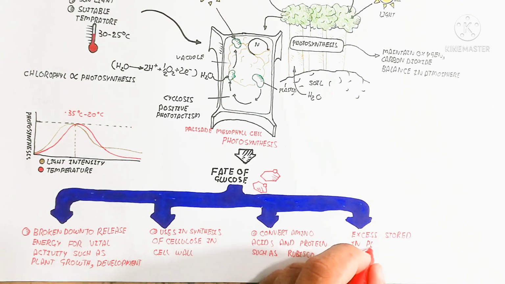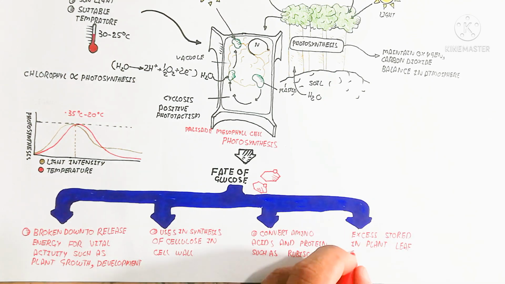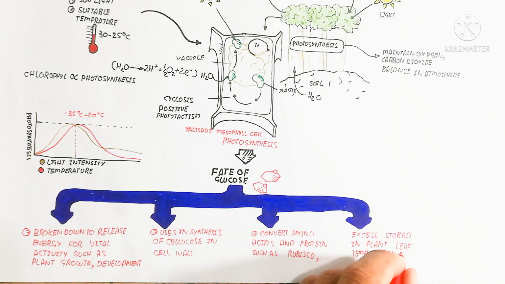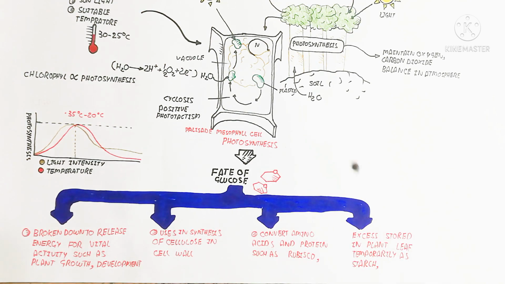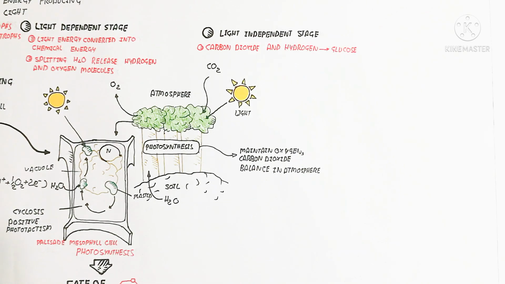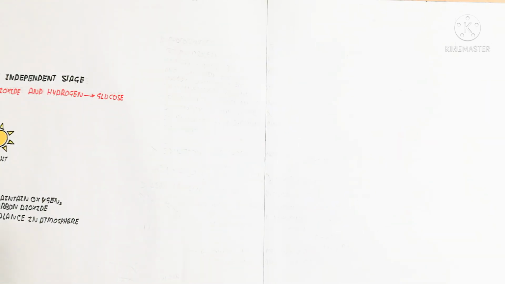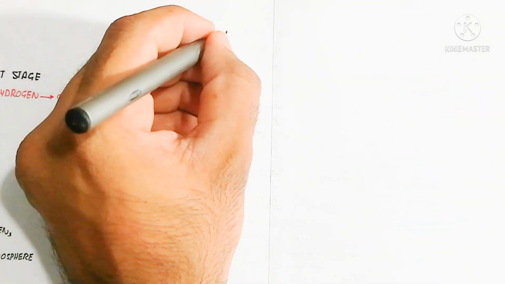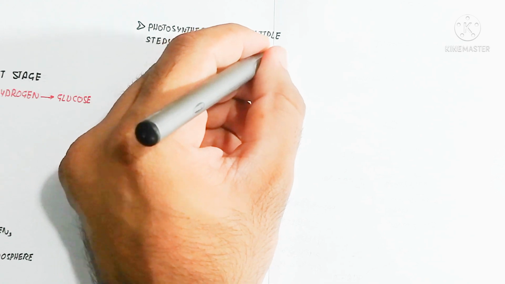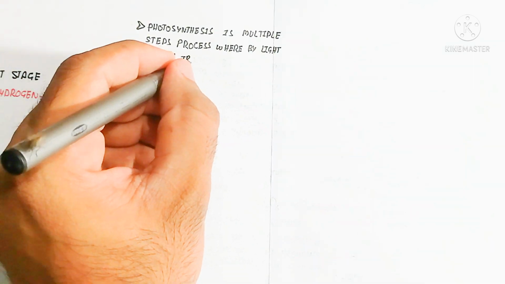Next, it is converted into amino acids and proteins such as rubisco, which is further used for photosynthesis, and the excess is stored temporarily in the plant leaf as starch. So starch is the reservoir or storing part of the plant. That is the important thing. Next, we will discuss that photosynthesis is a multiple step process whereby light energy is trapped by chlorophyll. So chlorophyll is very important because photosynthesis is multiple steps.